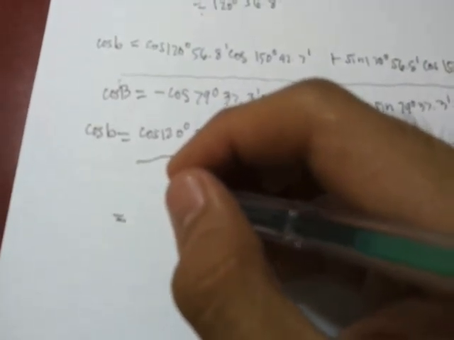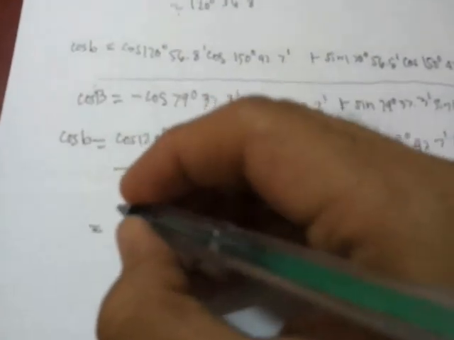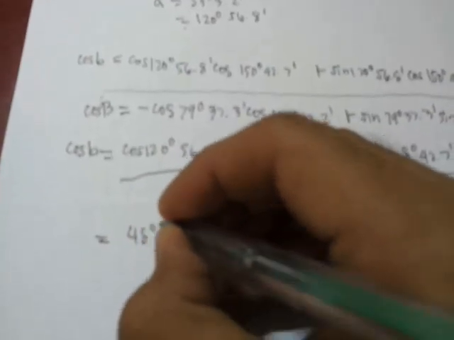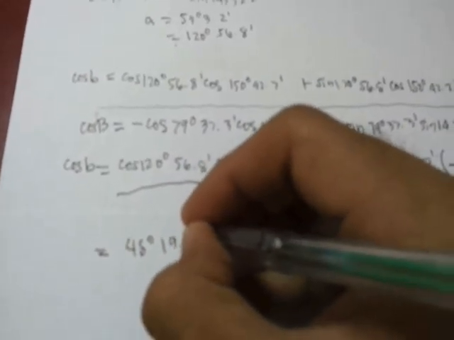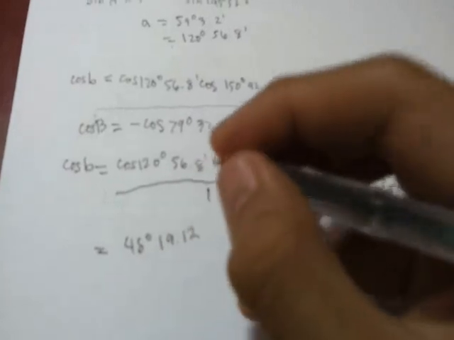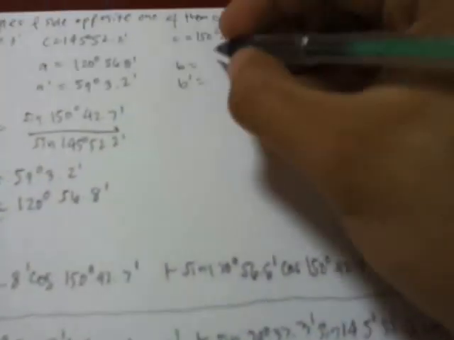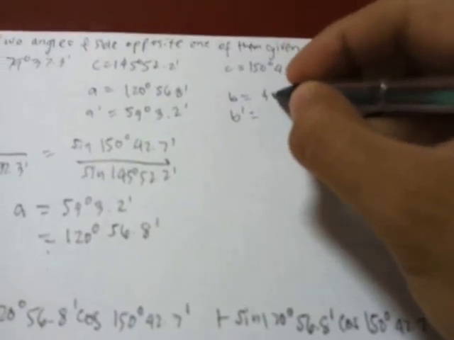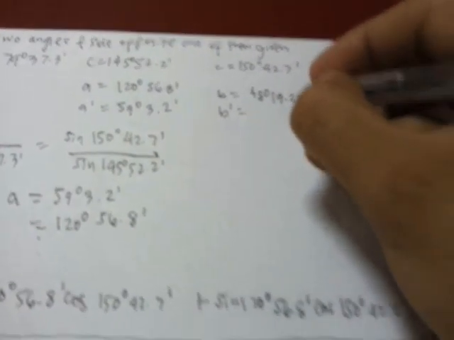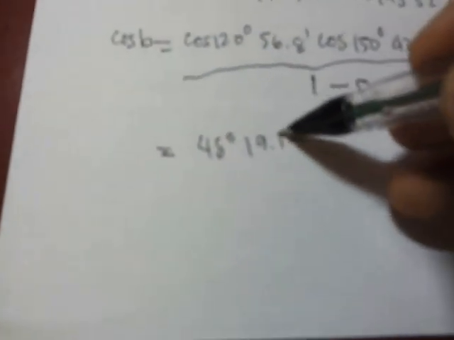Do you know? It's 48 degrees 19.2 minutes. So let's put it there. 48 degrees, 19.2. I'm sorry, this is 19.2.